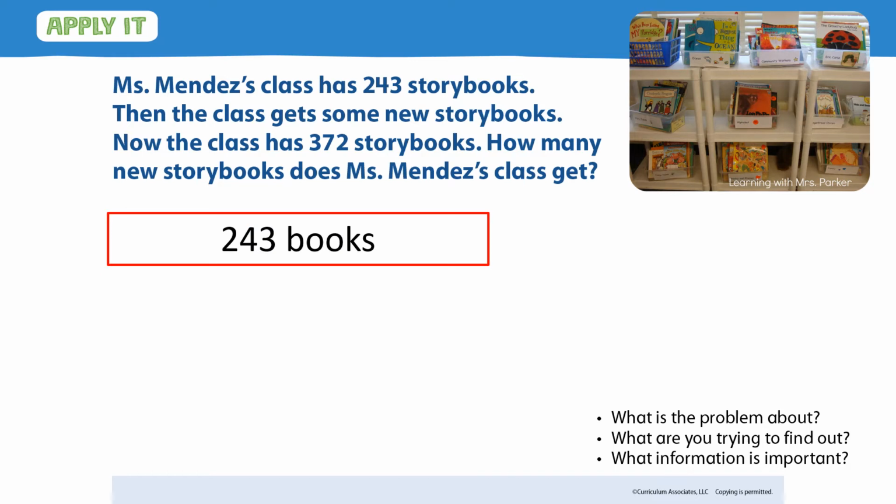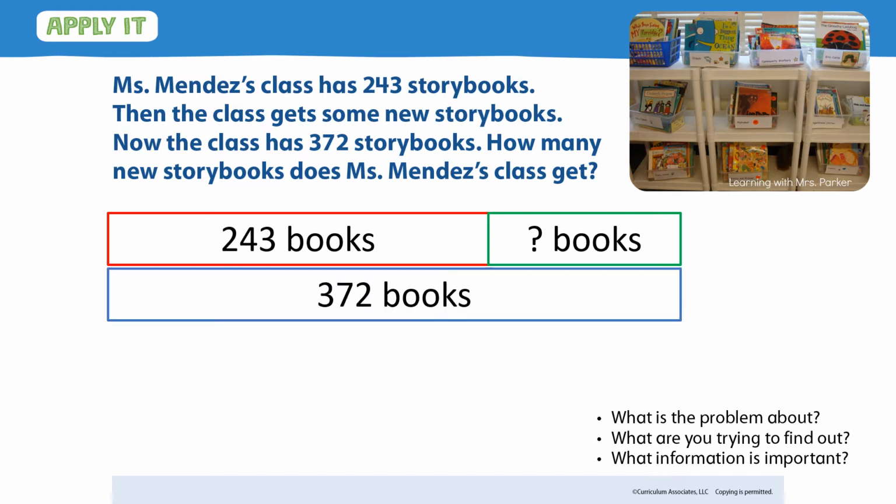So you might picture in your mind, here are the 243 books that we already have in our classroom, because you can think about this as being your own classroom. Somebody knocks on the door and comes in with a big box of books. We don't know how many are in that box, but we know there are some new books, and we know that once they get put on the shelf, we're going to have a total of 372 books. So you can see there are two parts to this. The books we already had and the books we got, and when we put those two amounts together, they will equal the total number of books that are now in the classroom.